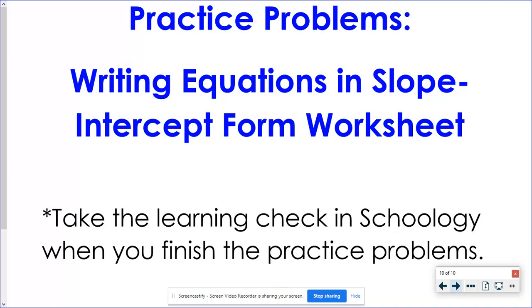Today you have a worksheet. One side, again, is all graphs that you need to come up with the equation of the line, and the other side has tables, and you have to come up with the equation from the tables. When you're done with that, make sure that you check your answers in Schoology on the answer key, and then take the learning check in Schoology. Let me know if you need any help.